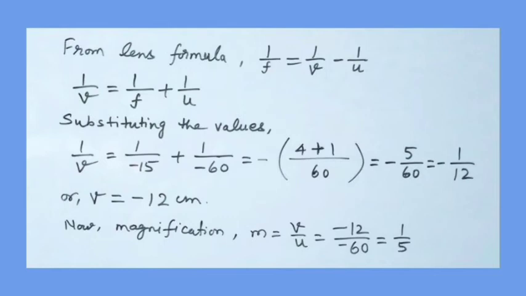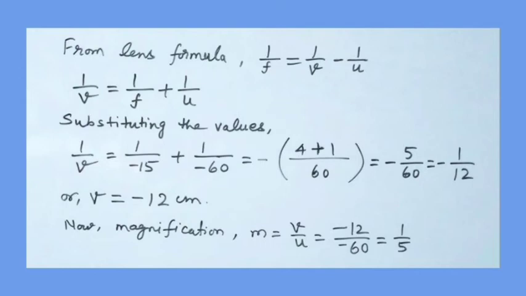Substituting the values of f and u, we find 1 by v is equal to minus 5 by 60, which is equal to minus 1 by 12. Therefore, v is equal to minus 12 centimeter. It means the image is also formed on the left side of the concave lens. Now, magnification m is equal to v by u is equal to 1 by 5.